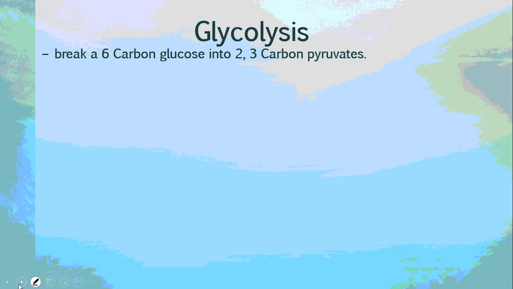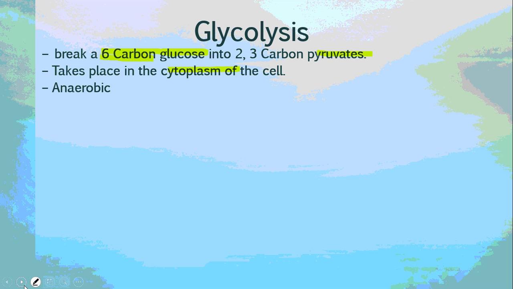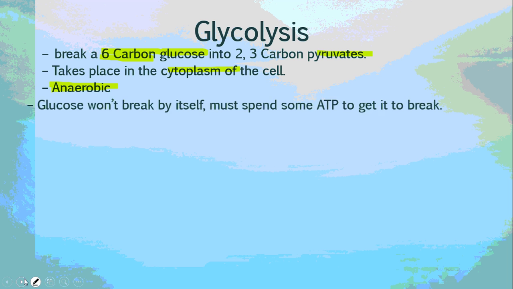In glycolysis, we take a glucose molecule, which has 6 carbons, and turn it into 2 3-carbon pyruvates. So a pyruvate is basically just half of a sugar. This all takes place in the cytoplasm of the cell. This part of the process is anaerobic. It does not require oxygen, as the next 2 steps do.